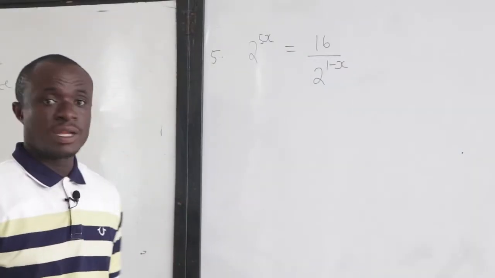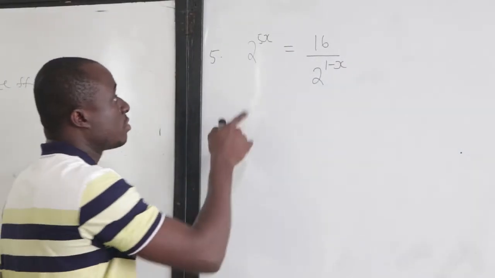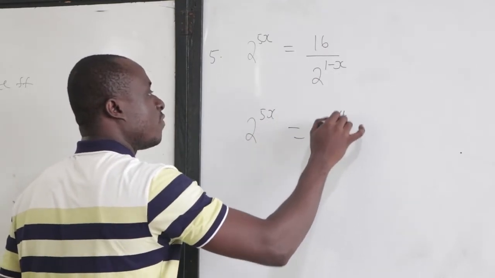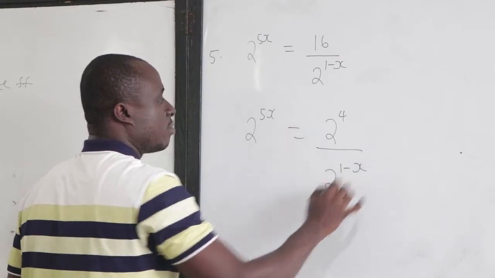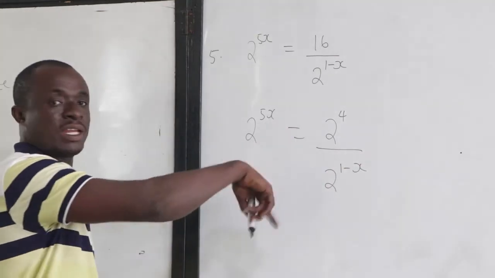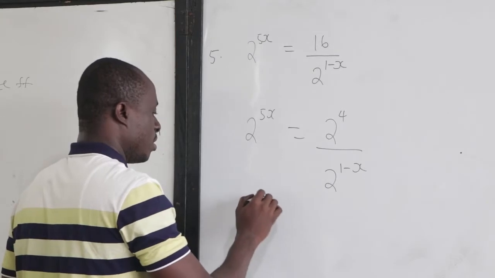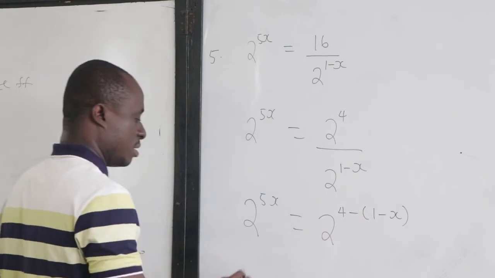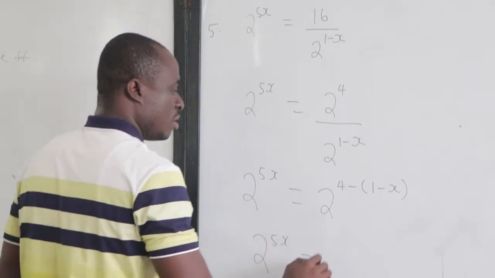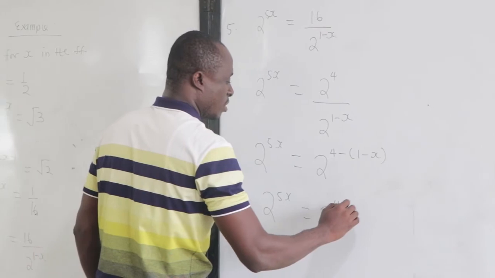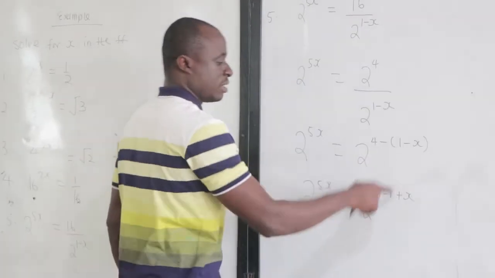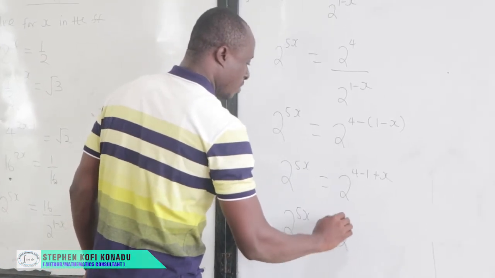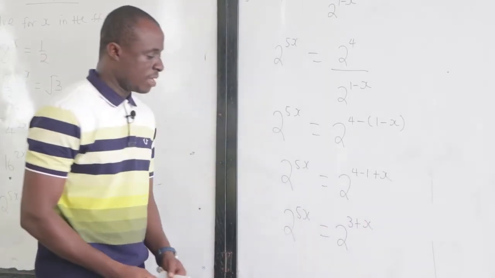Let's see this last question. We want to find x. We have to make all the bases the same. So here, there's nothing for us to do. And then the 16, you can change 16 as 2 to the power 4, all over 2 to the power 1 minus x. And because we are dividing bases that are the same, we subtract. We have 2 to the power 5x equal to 2 to the power 4 minus (1 minus x). We have 2 to the power 5x equal to 2 to the power 4 minus 1 plus x. Because this time this gives us that. So we have 2 to the power 5x equal to 2 to the power 3 plus x.